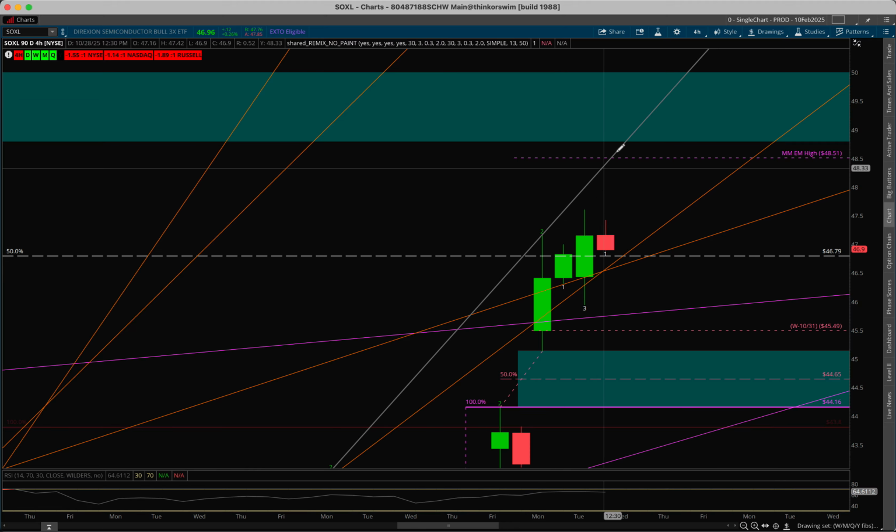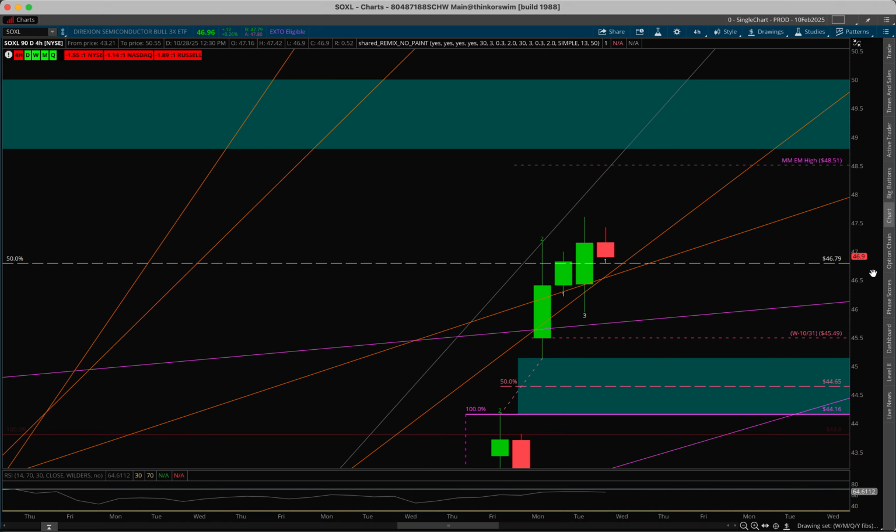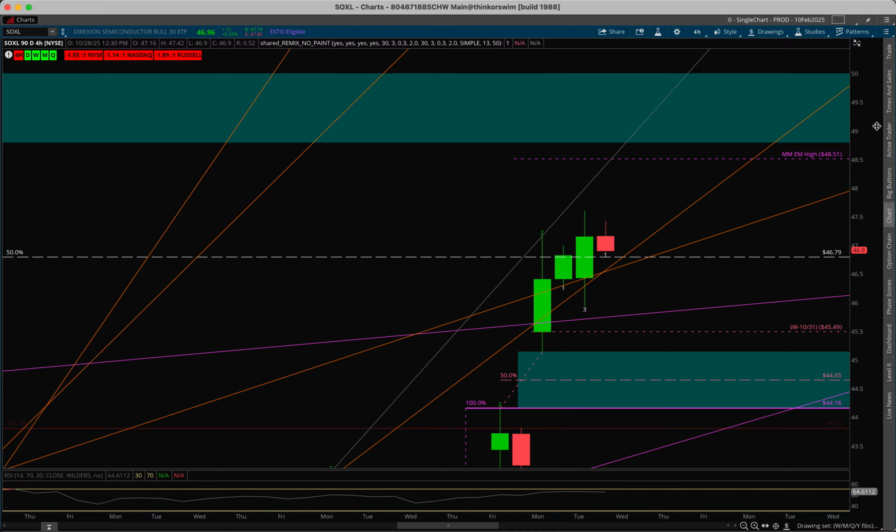Now, again, we do have to take into account this 4-hour broadening formation. But again, it's just a 4-hour broadening formation. It's not something I would weigh as heavily as a daily or weekly broadening formation. So we could just push straight through that, especially with the gap being right here.